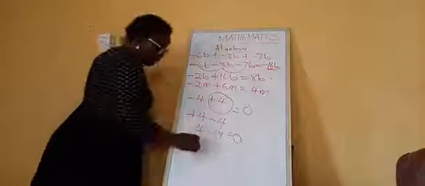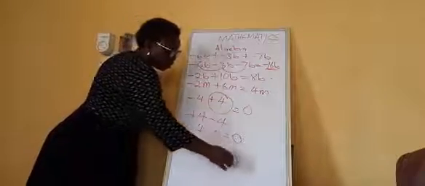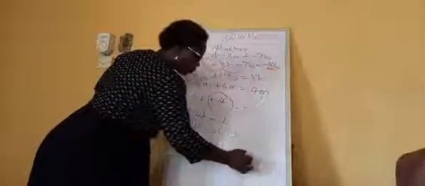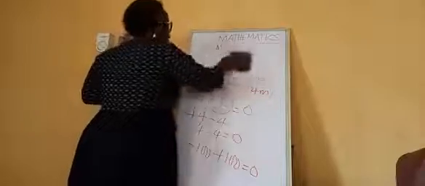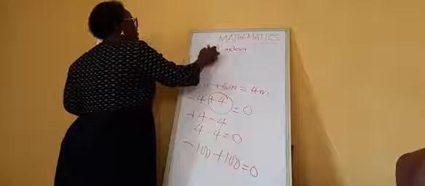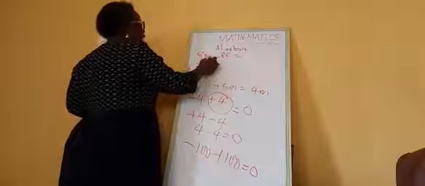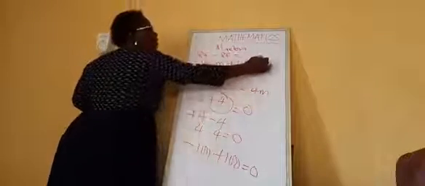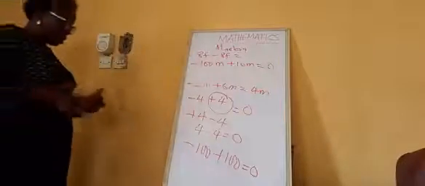So minus 100 plus 100, what will be the answer? The answer is 0. Thank you. So when you have a fish minus a fish, what will be the answer? Thank you. When you have minus 100m plus 100m, what will be the answer? The answer is 0. That's good.